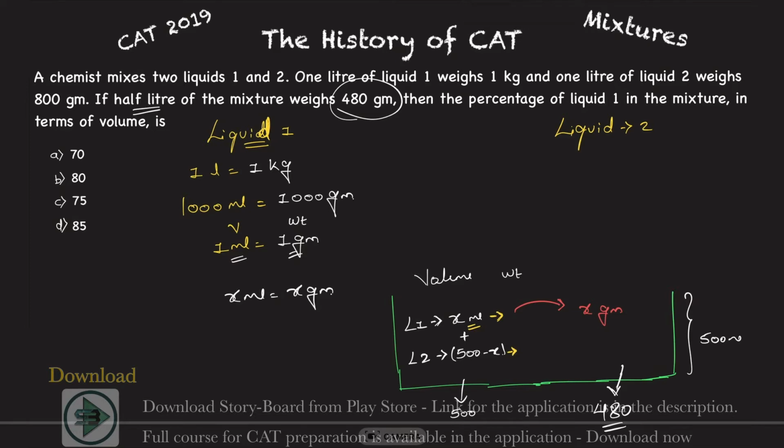What gram of the second liquid do I have? Because if I add both of them, the result has to come out to be 480 gram, right? What gram of liquid 2 do I have? So let's compare now the liquid 2. What do I know about liquid 2? 1 liter of liquid 2 corresponds to what? 800 grams. Okay, that is something that is given to me here. So if I put it in this way, 1000 milliliter is equal to 800 gram.